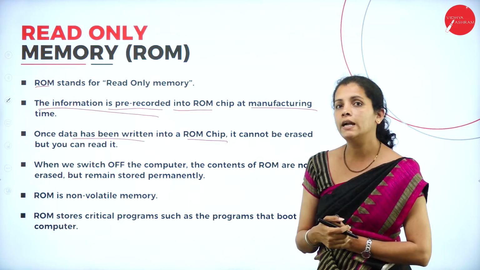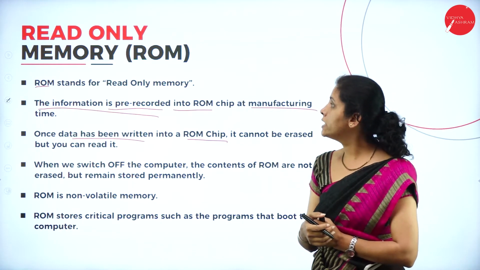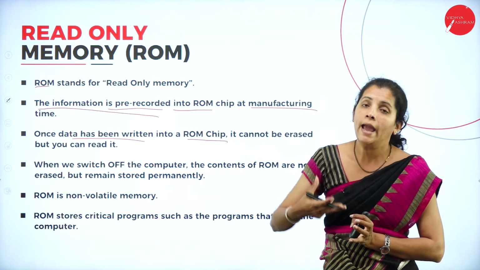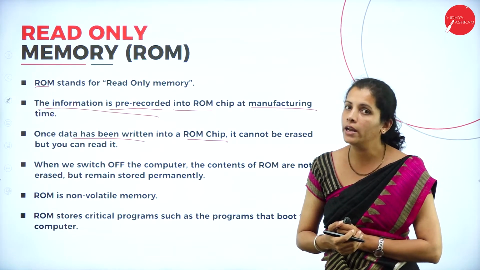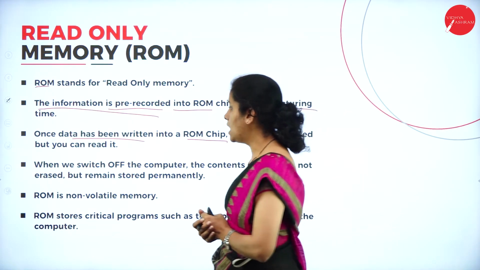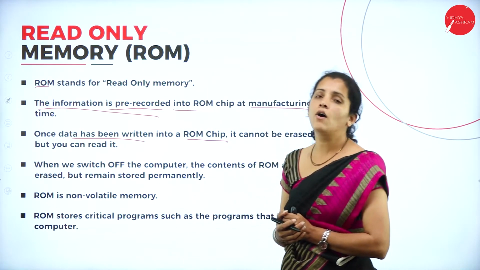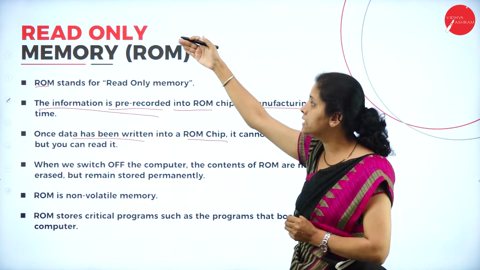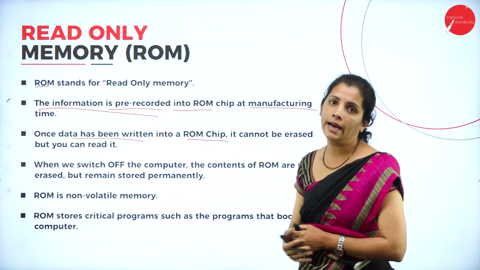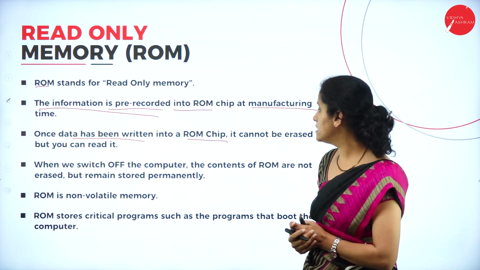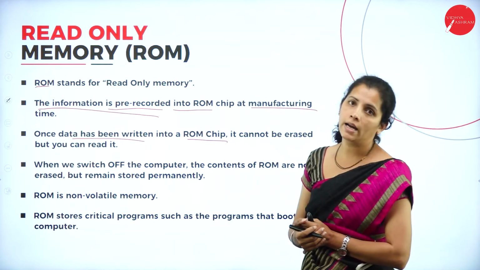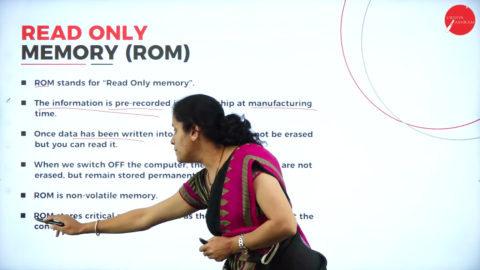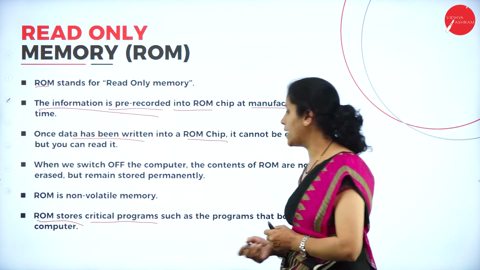That means once the data is written into the read-only memory, I can read the data n number of times, but I cannot write the data. And when I turn off the computer system, whatever content is present in the ROM does not get erased. For that reason, it is called non-volatile memory or permanent memory. So here ROM stores critical programs.